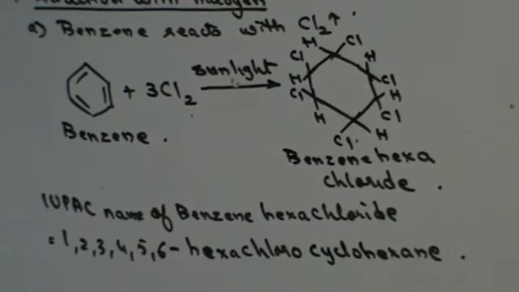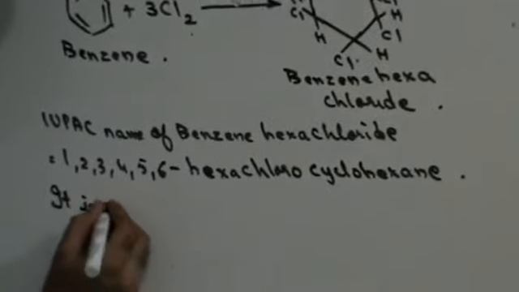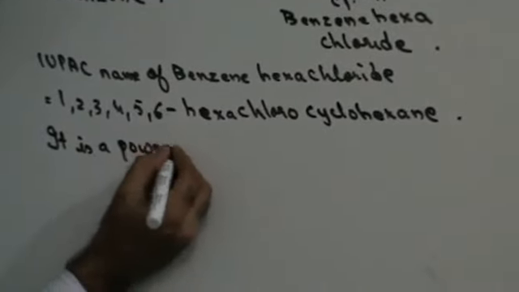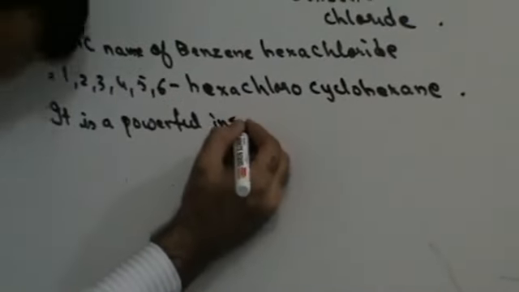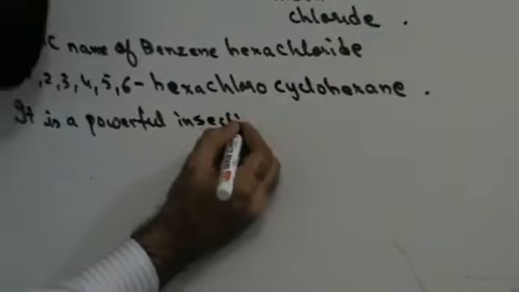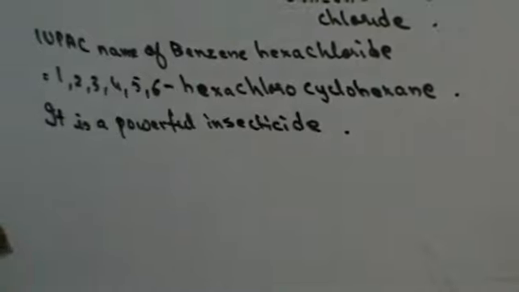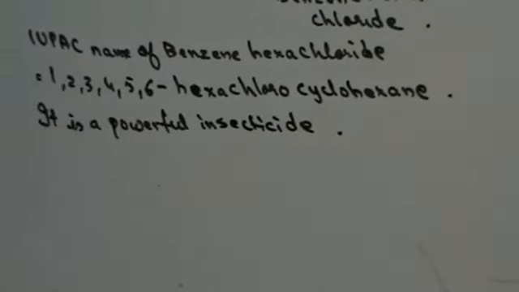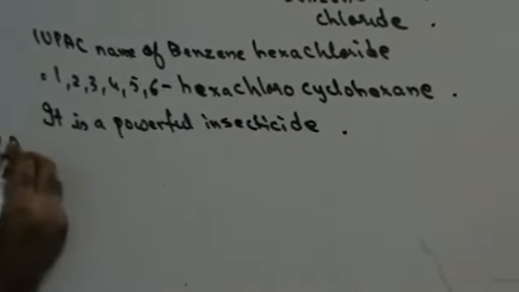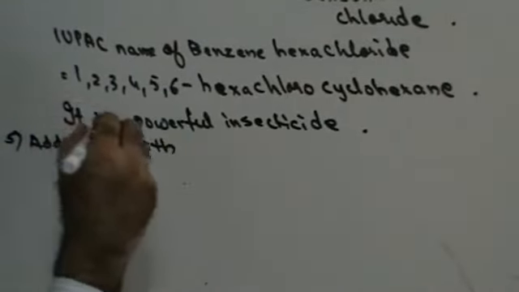Where do you use this? It is a powerful insecticide. That's my application of benzene hexachloride. Fine, do we get this? Next, let's see another reaction. Let's see the addition reaction with ozone.